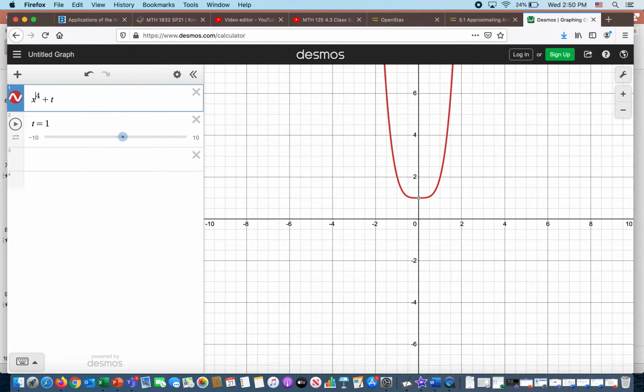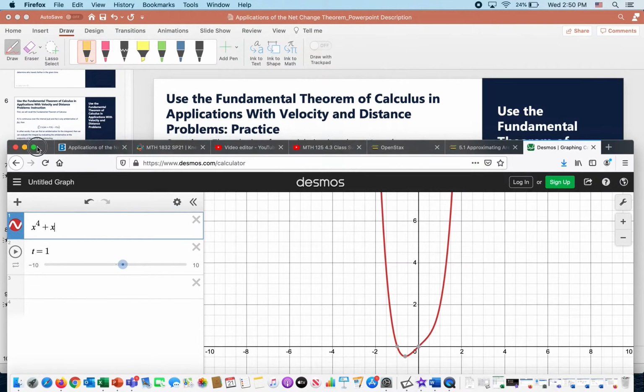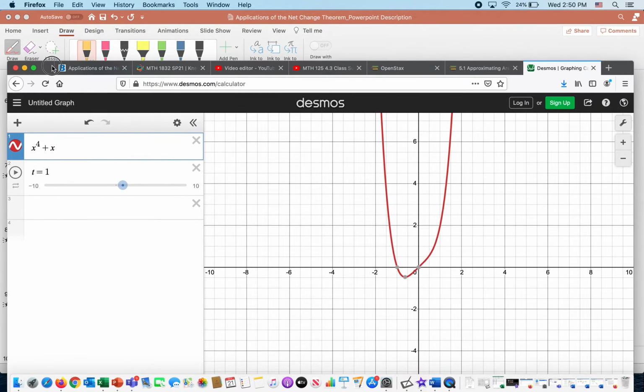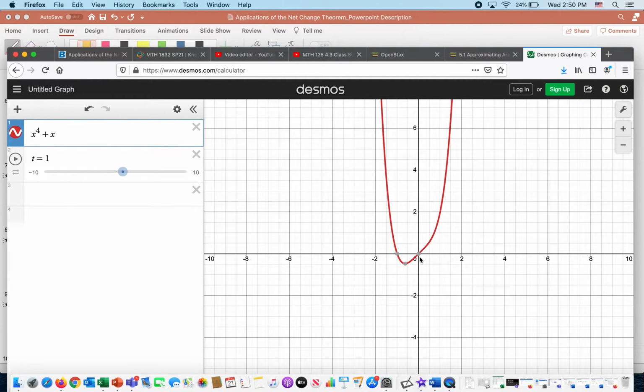Excuse me, this needs to be x, right? There we go. So x to the fourth plus t. Now look, they gave me an interval in the first 8 seconds, right? So we're going to begin at 0 and go all the way to where our x value is 8.